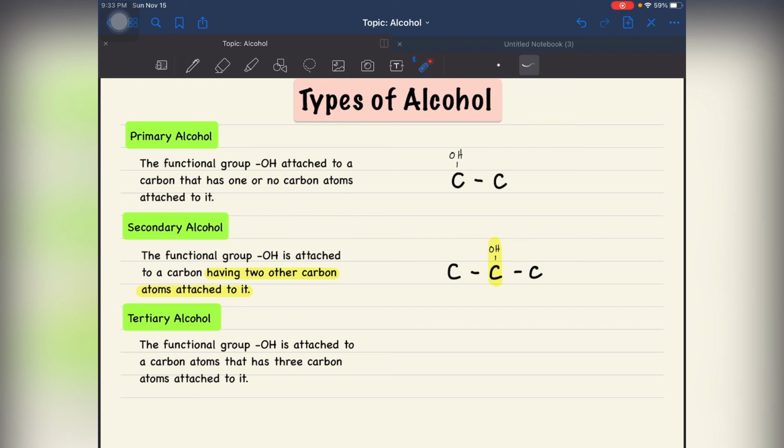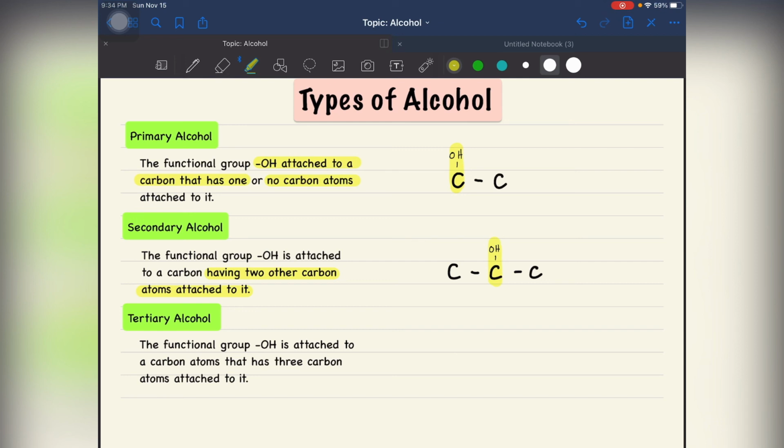Again, let's go back with our primary alcohol. Kapag sinabi nating primary alcohol, yung carbon kung saan nakakonect yung ating OH is may naka-attach doon na merong isang carbon atom lang or no carbon atoms ang naka-attach sa kanya. So, always remember, dapat isa lang yung naka-attach sa kanya na carbon. Kasi kapag dalawa, that is secondary.